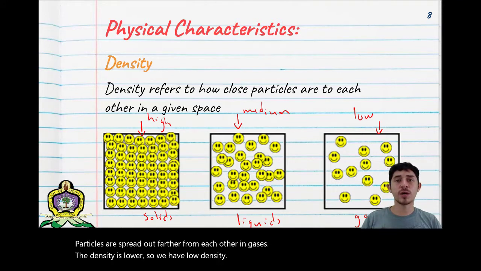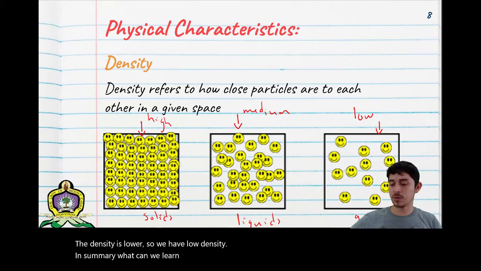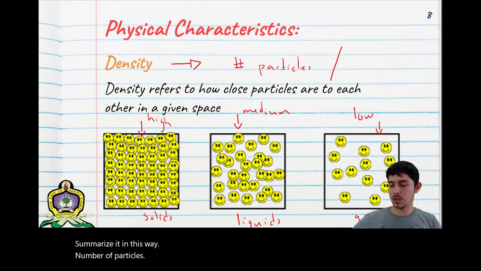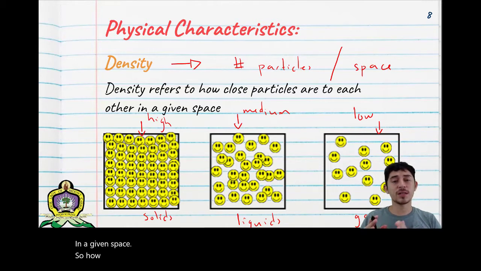In summary, what can we learn about density? We can practically summarize it in this way. Number of particles in a given space. So how many particles are in a given space? That is density.